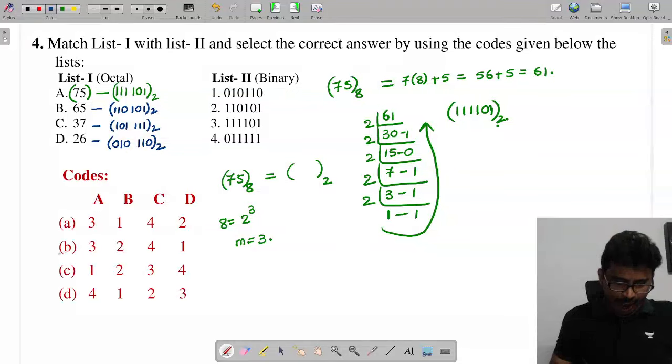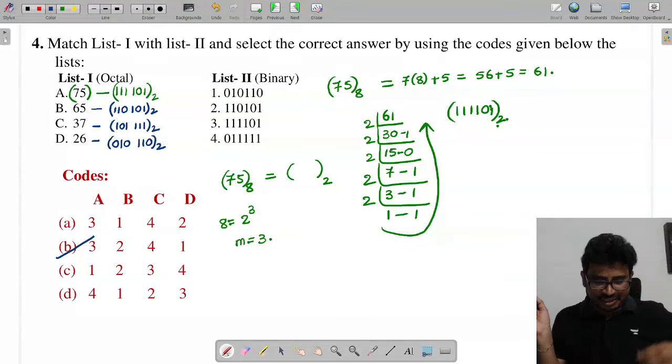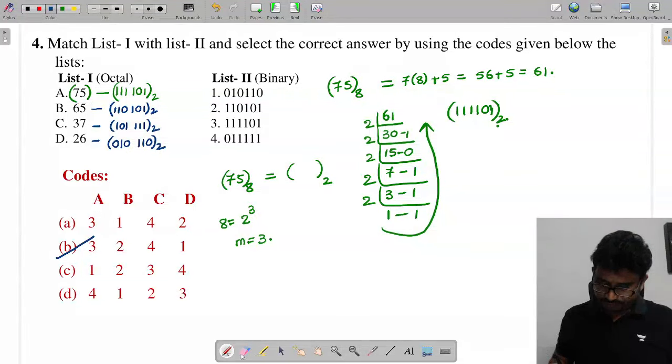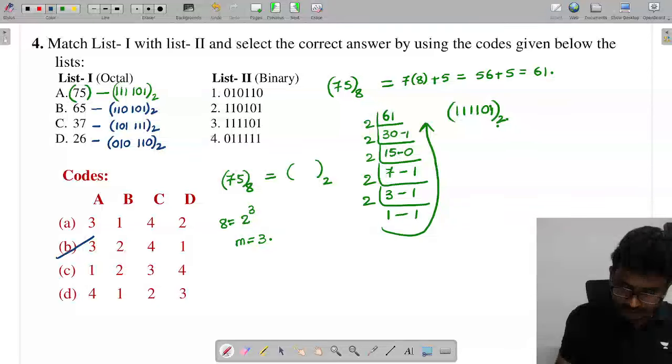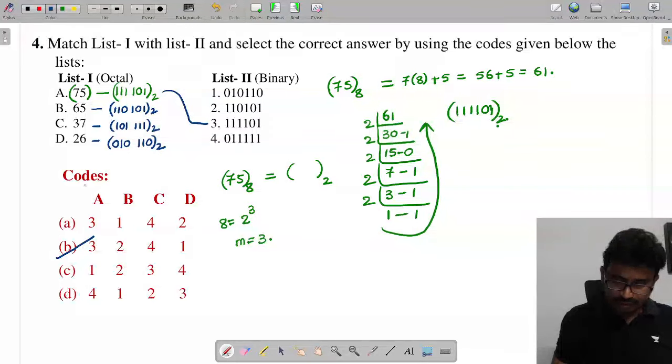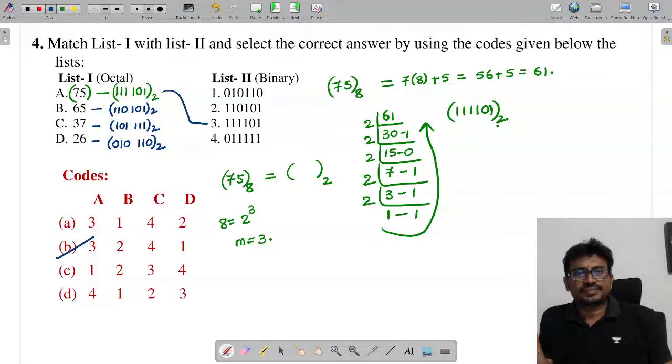Option B, now check it. Who can match it here? This is this thing. Next to 2. Next, this is what element of 4. And this thing. Got it, everybody?